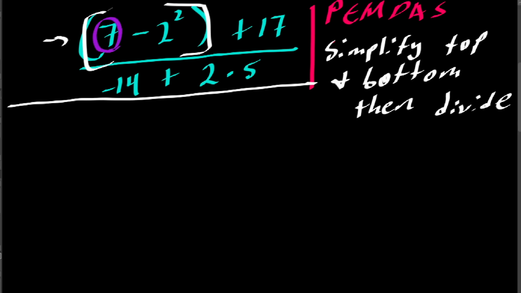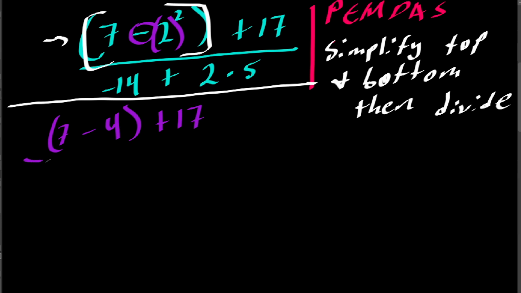So we have 7 minus 2, but the 2 is squared. So which one do we do first, subtraction or an exponent? Well, we do the exponent first. So we're going to say 7 minus, what's 2 squared? Because once again, treat this 2 like it's in parentheses and leave out the negative or the minus sign. 2 squared is just 4. So we have 7 minus 4 in parentheses plus 17. So that's going to be our top part.